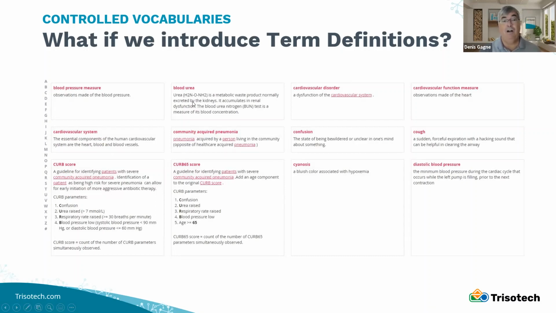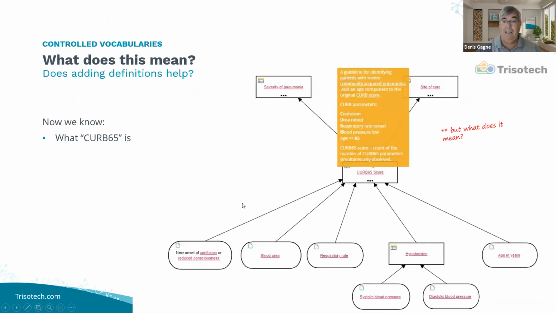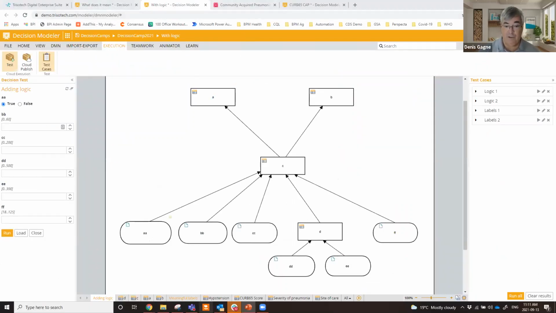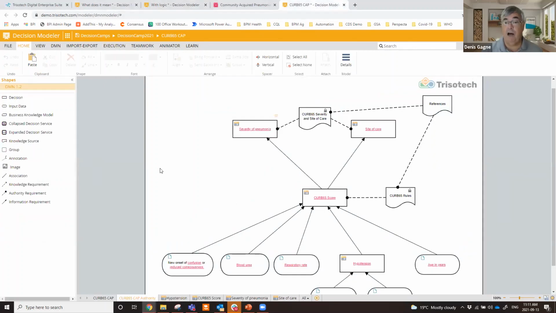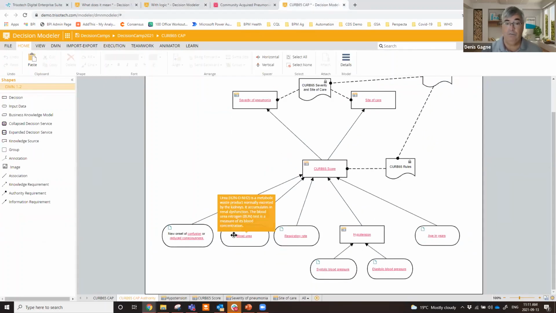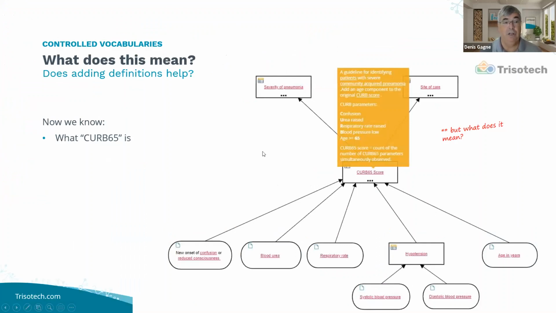with some definitions of these terms to help us. So now for blood urea, I have an actual definition of what it means, and I have a definition of what CURB-65 score means. Now, what if I add this right within my model? Then I can actually go into the model and have in-context definitions of these terms that help me hopefully better understand what this model is about.